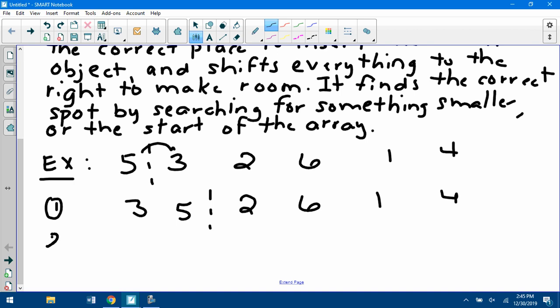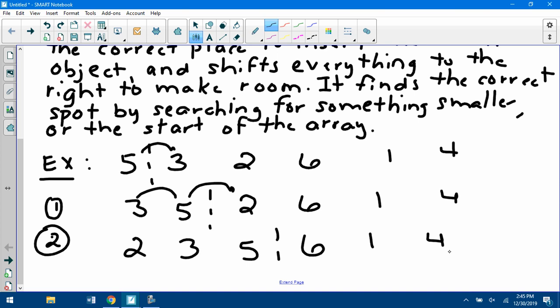Second time through, we're looking for where 2 goes. Not smaller, not smaller, so 2 goes at the beginning as well. So 5's going to shift down. 3's going to shift down. 2 has been saved, and now I can put that where it goes at the beginning. 6, 1, 4, never been touched.